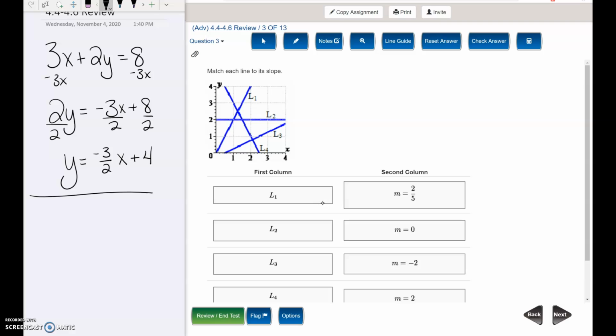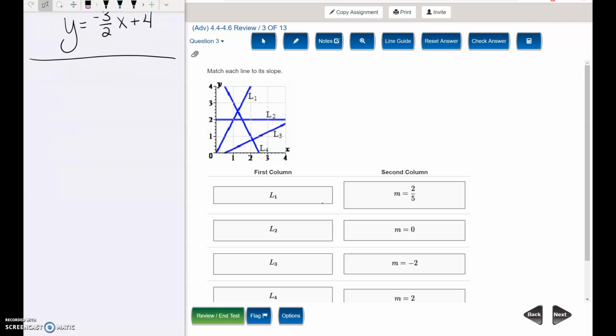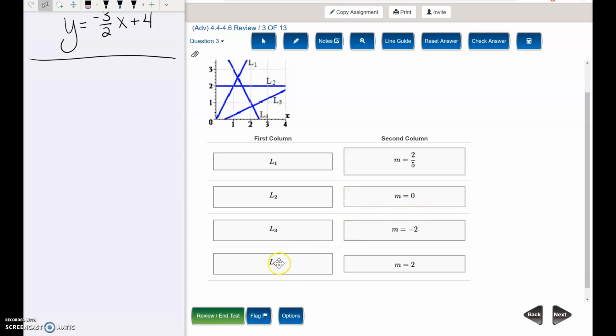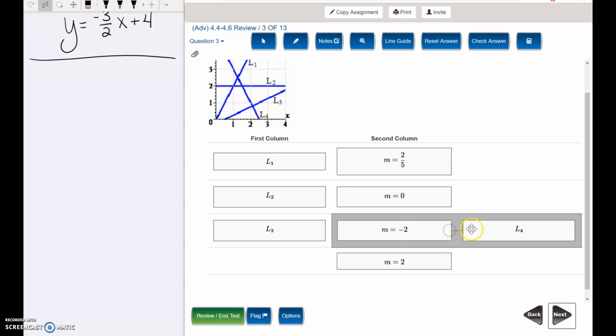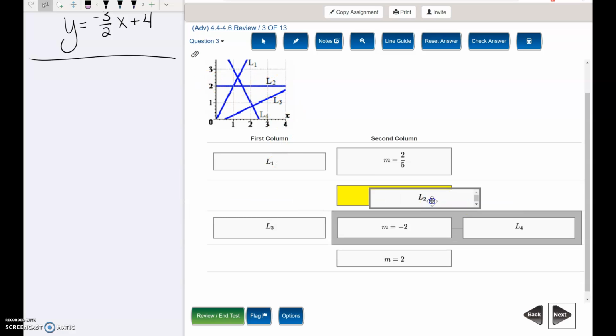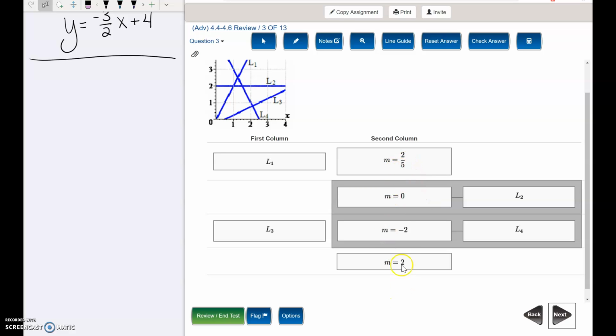Match each line to its slope. First thing I notice is that line 4 is this line that appears to have negative slope. So I know line 4 is negative. You grab line 4 and drag it until it highlights the slope that you want, and that links those two together. So line 4 has a slope of -2. Line 2 is a horizontal line, so that's 0. So line 2 matches with 0. And this second column will be randomized, so yours may not be lined up exactly the same as mine.